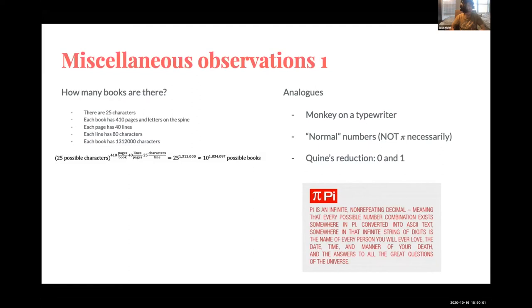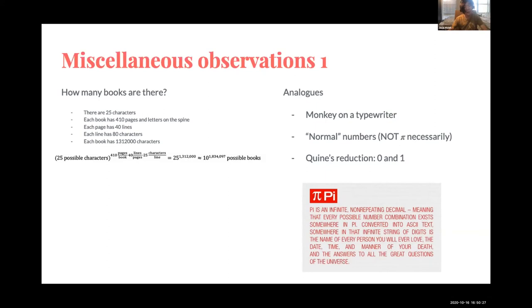Then all you have to do is raise the number of possible choices for each character to the power of how many characters there are in a single book. And then you get this really big number that's basically something with 1 to 2 million zeros. So obviously there are a lot of books. It doesn't answer the question of whether it's infinite or not, but just in case you were curious.